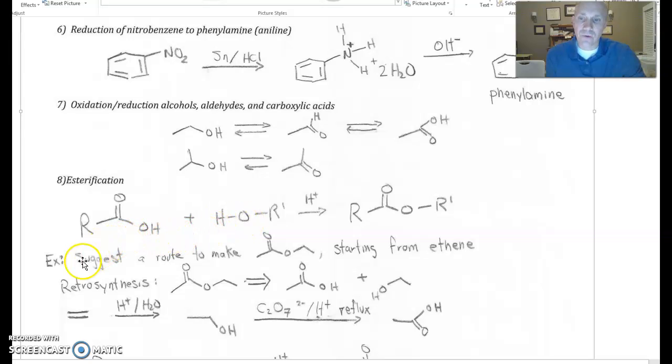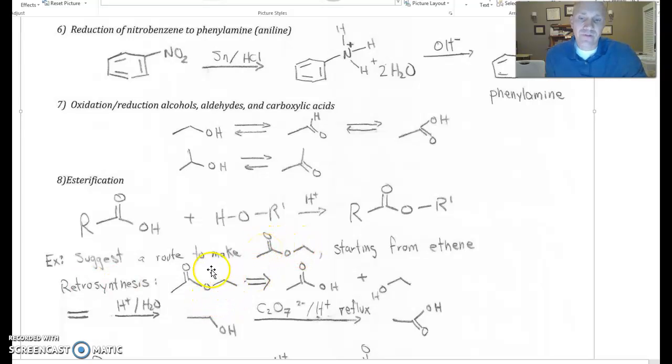All right. So, just as an example of a type of question that might involve a synthetic route, would be to suggest a route to make this compound right here, which is called ethyl acetate, starting from ethene. All right, so ethene, remember, is just two carbons double bonded to each other. All right, so generally what you do is you start with what's called a retrosynthesis. And all that is a fancy way of saying start with what you want to make and work backwards.